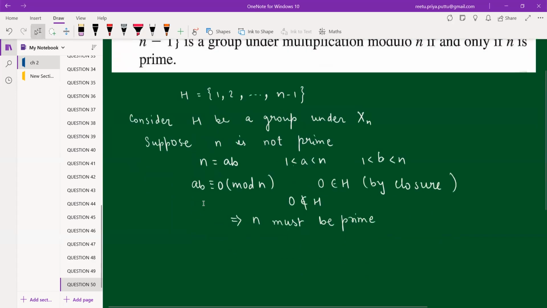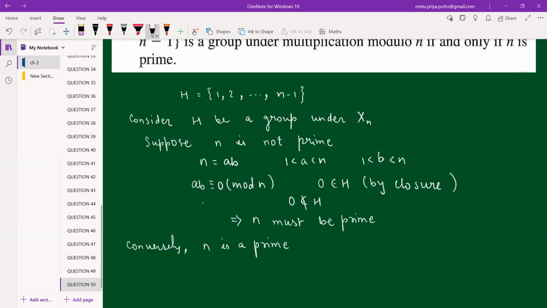Now, moving on to the second part, conversely, we have to prove. So conversely, we are considering n is a prime number. Now we have to show that H is a group. Closure is satisfied because n is prime, so every number is co-prime to n. And when we multiply two numbers, we get some remainder, and that is how we can say the closure is satisfied.